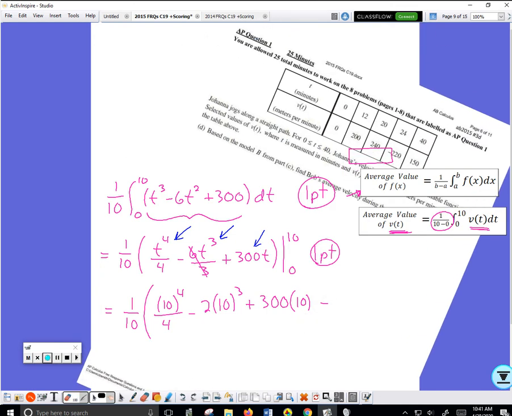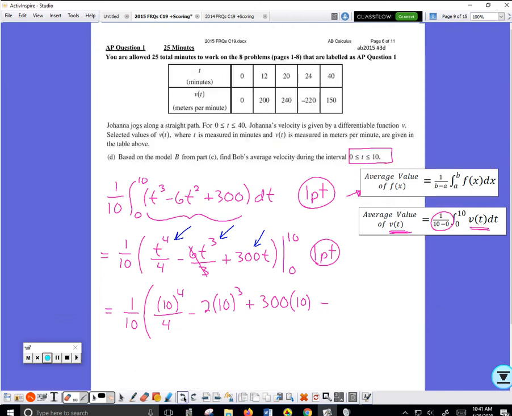Ah, that's terrible. So erase this. Oops. And just put a closing parenthesis on it and you're done. That's the third point. You don't have to do anything else.